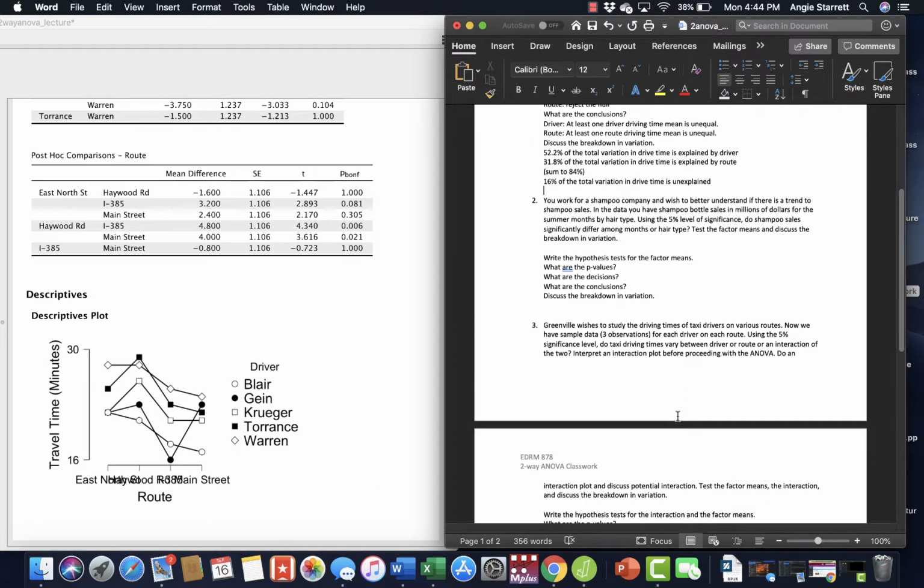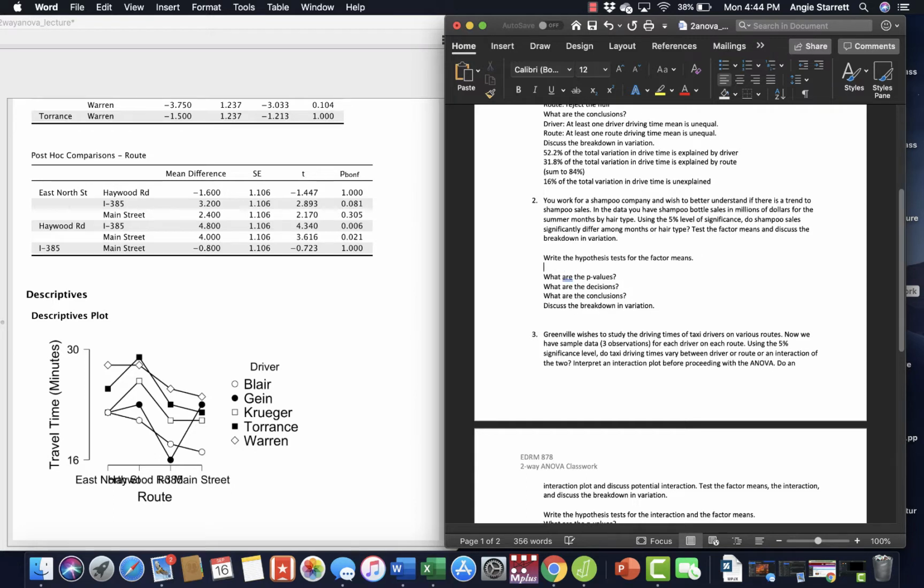You work for a shampoo company and wish to better understand if there's a trend to shampoo sales. In the data, you have shampoo bottle sales in millions of dollars for the summer months by hair type. Using the 5% level of significance, do shampoo sales significantly differ among months or hair type? Test the factor means and discuss the breakdown and variation.